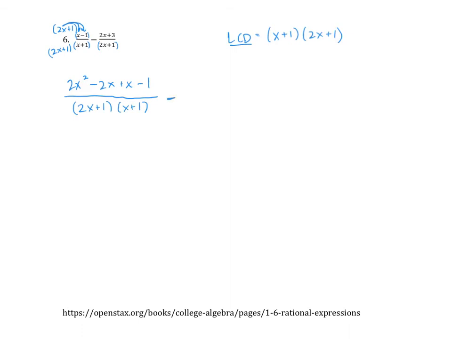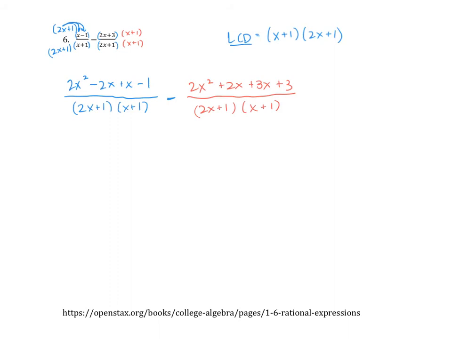Okay, the second fraction, I have 2x plus 1. I'm missing x plus 1. So I'm going to multiply the top and the bottom by x plus 1. Again, on the top, I'm going to FOIL it or distribute it, and on the bottom, I'm going to leave it factored. So I have 2x times x is 2x squared. 2x times 1 is 2x. 3 times x is 3x. And then 3 times 1 is 3. On the bottom, I have 2x plus 1 times x plus 1. Notice I have a common denominator. So now I can subtract these two fractions.